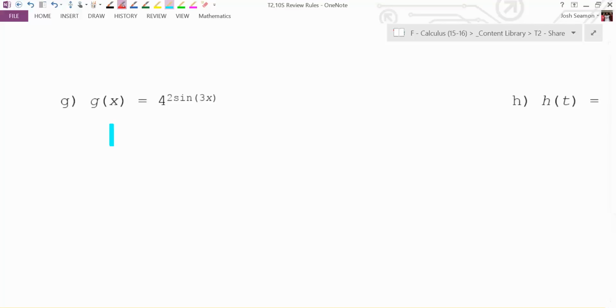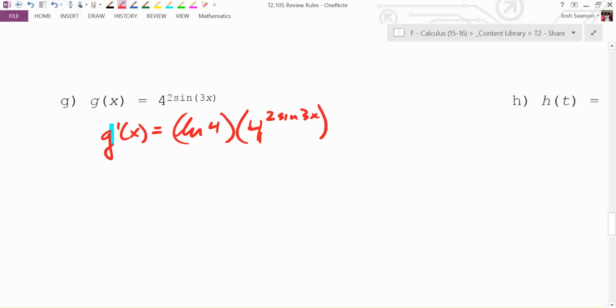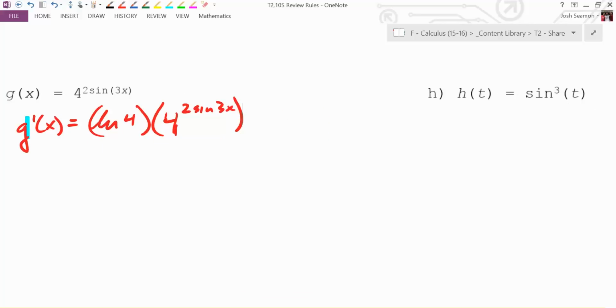In this case, g prime of x is going to be equal to ln 4 times 4 to this thing, 2 sine 3x, but then you have to multiply by the derivative of the inner function. In this case, the inner function is 2 sine 3x. What's the derivative of 2 sine 3x? 6 cosine 3x. Correct.